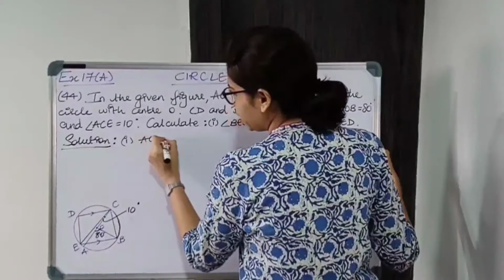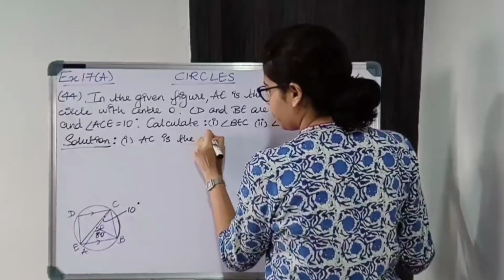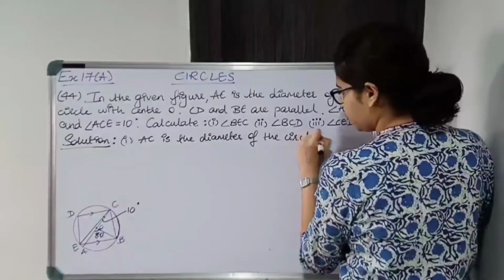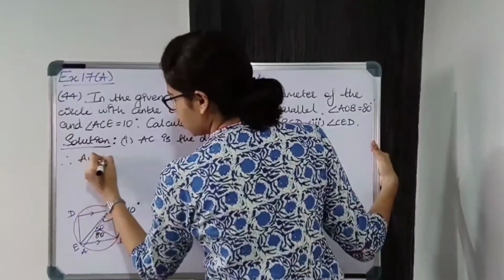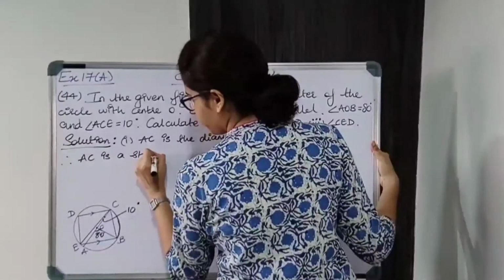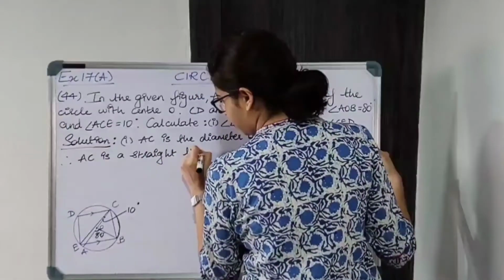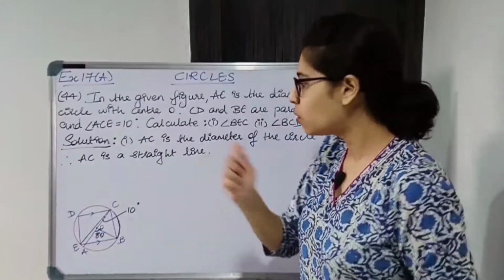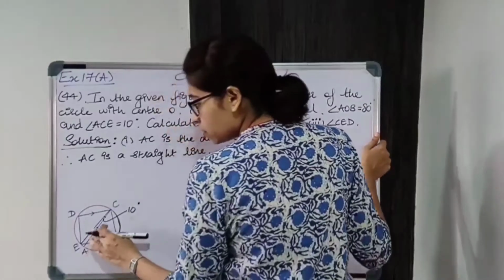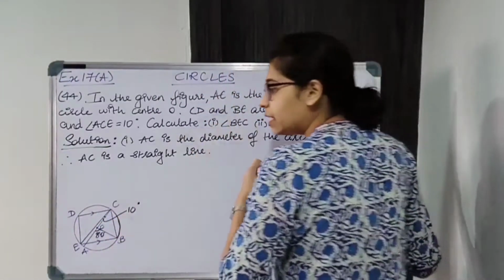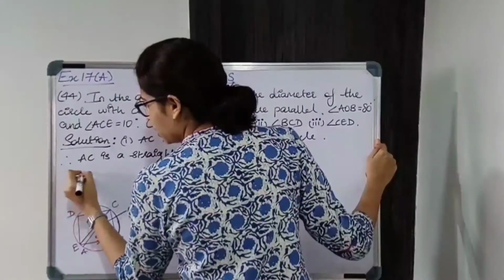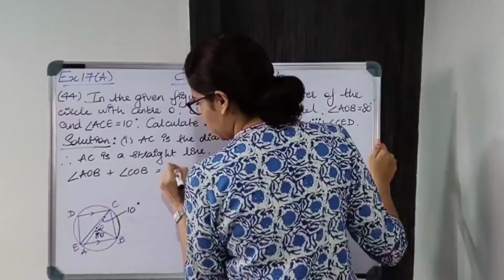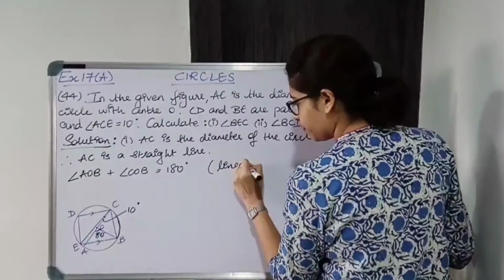So first we'll write down AC is the diameter of the circle. Therefore AC is a straight line. Straight line means always a straight line is forming an angle of 180 degrees. AOB and COB both are forming a linear pair. So angle AOB plus angle COB is equal to 180 degrees. Give reason, linear pair.